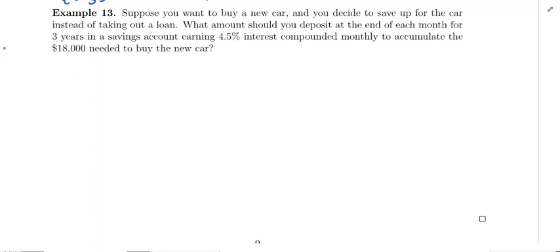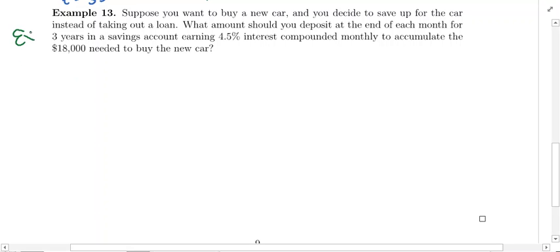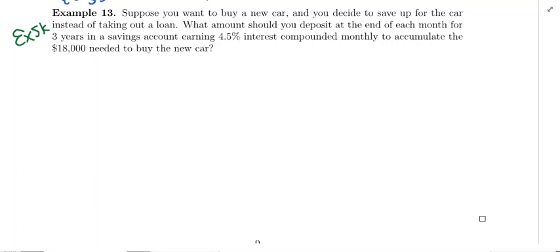Example 13 corresponds to example 5K, back when we did example 5. Suppose you want to buy a new car and you decide to save up for the car instead of taking out a loan. What amount should you deposit at the end of each month for 3 years in a savings account earning 4.5% interest compounded monthly to accumulate the $18,000 needed to buy the new car?